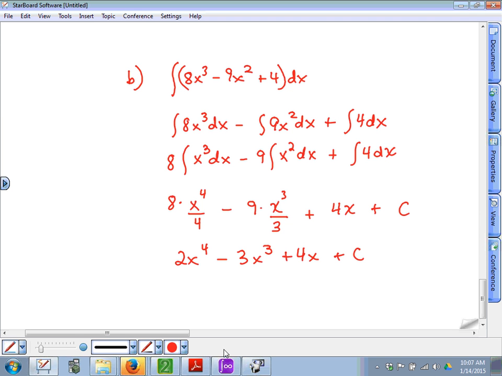And I hope you guys are good enough at derivatives that verifying this isn't going to be too much of a big deal. If we just quickly imagined taking the derivative of this, wouldn't we get 8x cubed minus 9x squared plus 4? Is that what we started with? Yeah. So these, for the most part, aren't terribly difficult to verify. We still good?